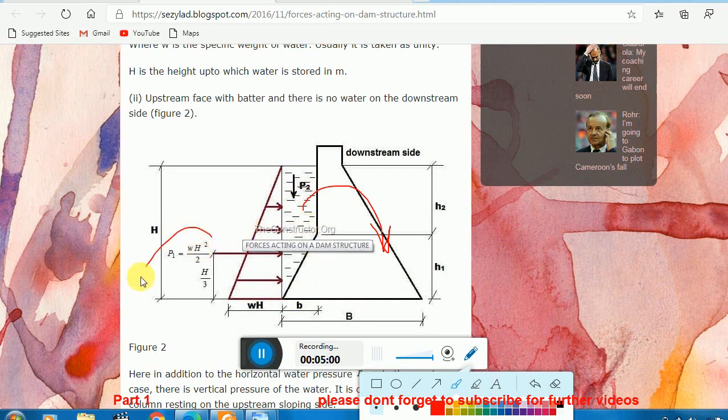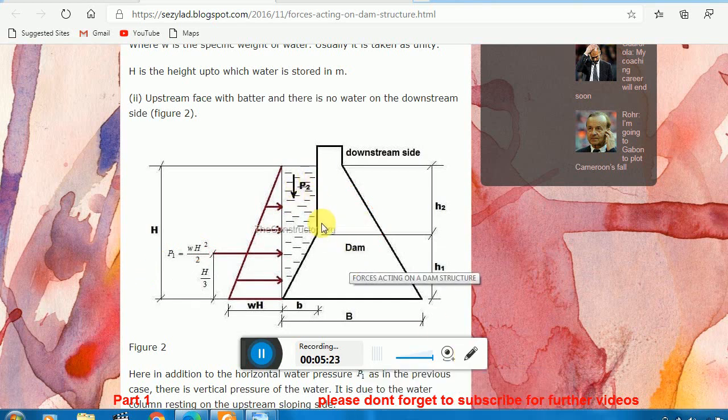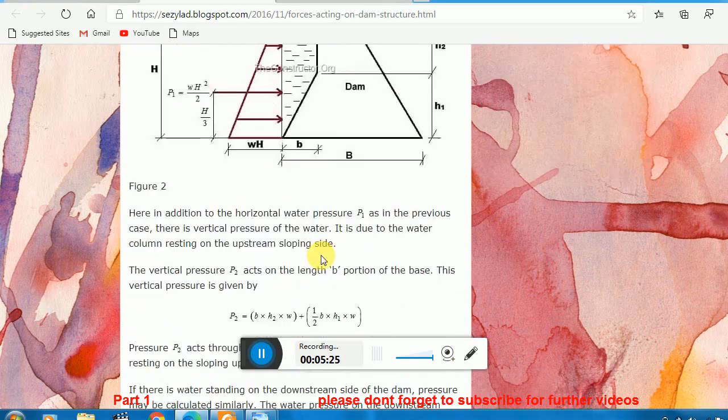And another force is the same hydrostatic pressure. Okay, so remember, when we are doing the stability analysis of a dam structure, we must consider this force. We must calculate this force, which is considered as vertical loading, and it contributes to the stability of a dam. Correct. So this is very important, okay, that you must understand this. Clear.